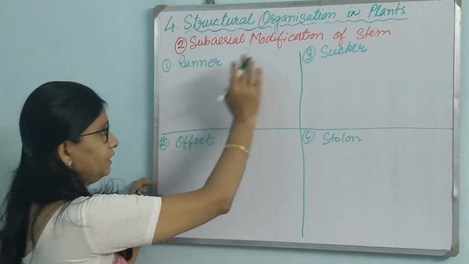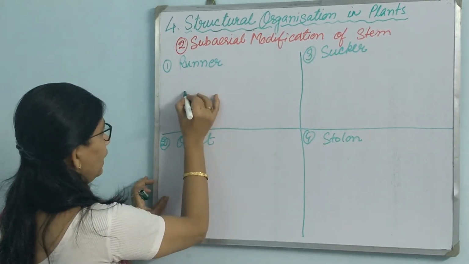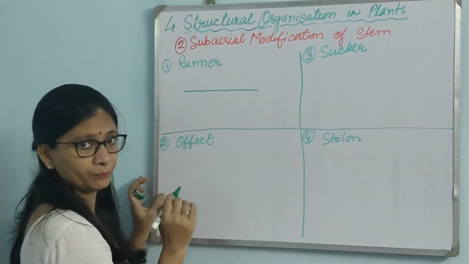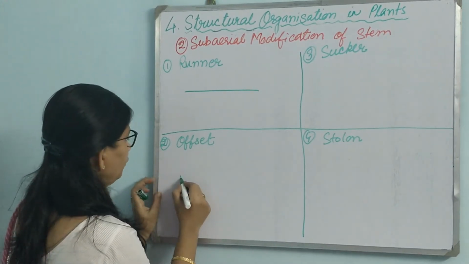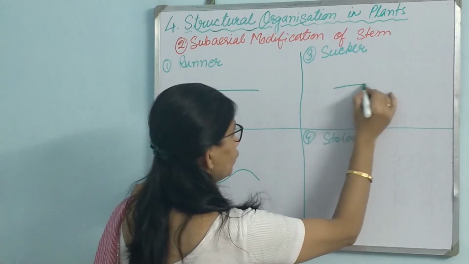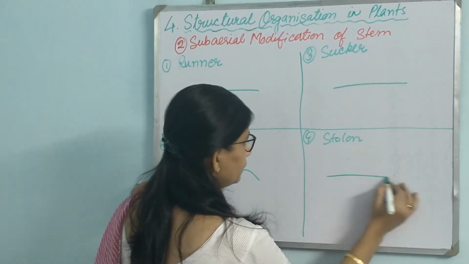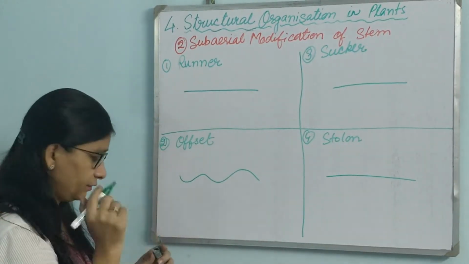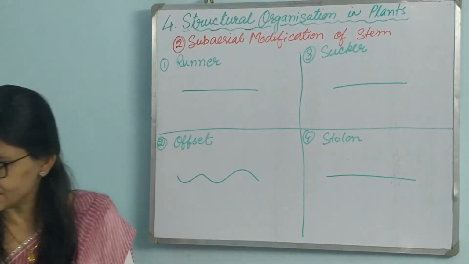these 3, runner, sucker and stolon, they are on the ground, on the land, but offset is in water. This is one difference between offset and the other 3. Rest 3 are on the ground. Now what happens? Let us see.